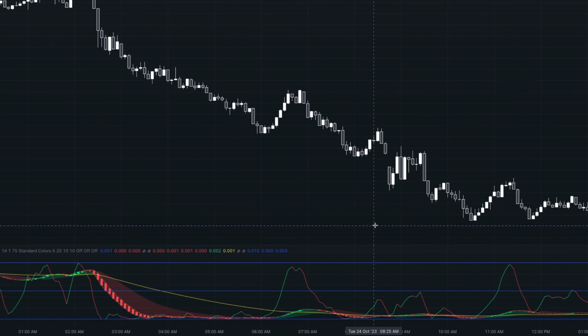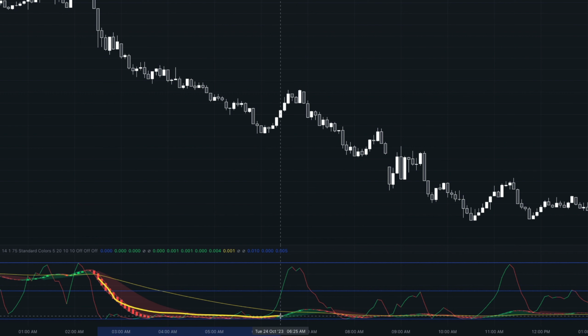So the signal line can be used to spot pullbacks. It can be used to spot divergences. It can be used to spot continuations. So for example, see we have the delta that has transitioned to a downtrend and is along the bottom of the indicator. And then we have the signal line that pulls up. So this indicates a pullback.